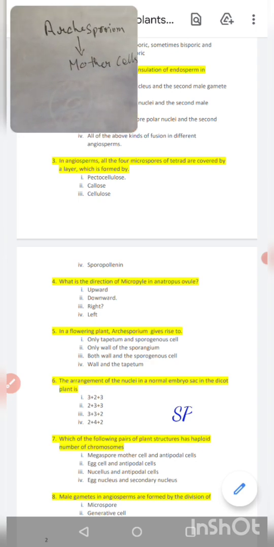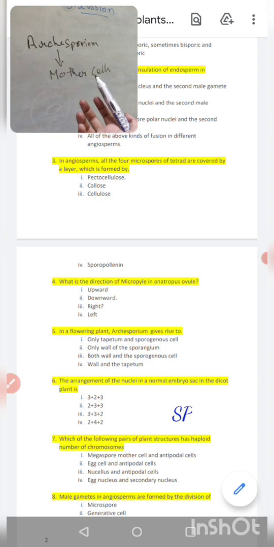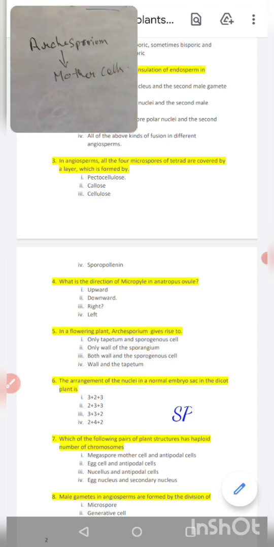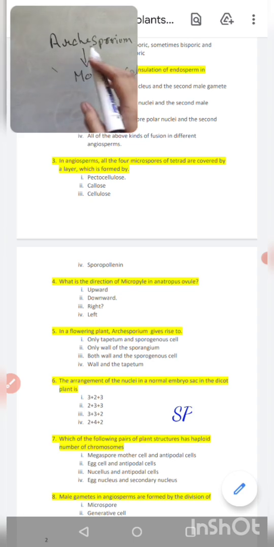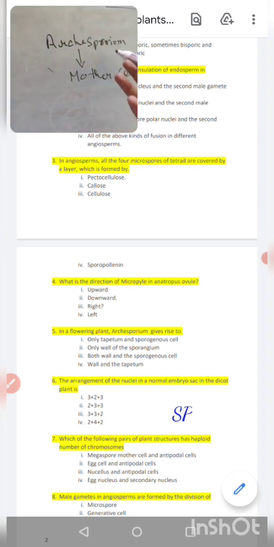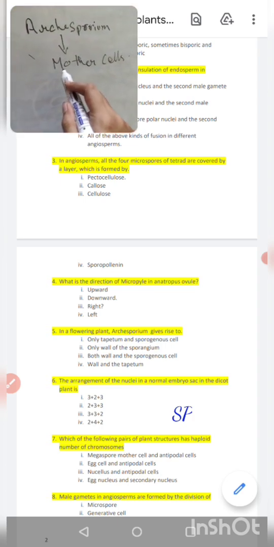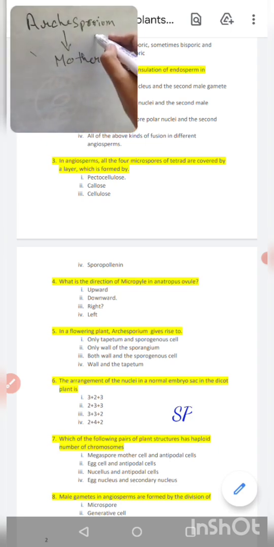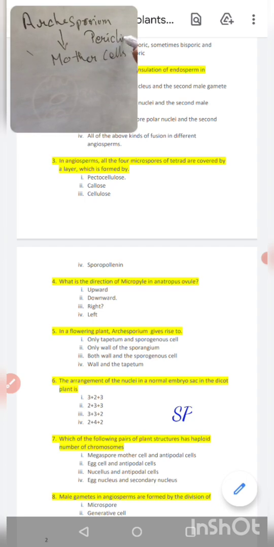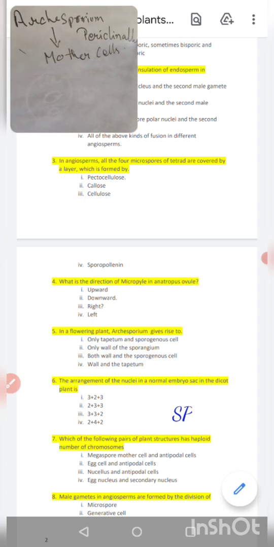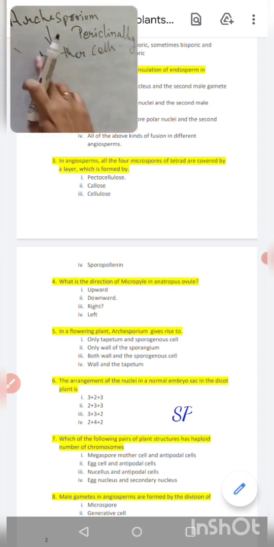Okay, mother cells are formed. These mother cells can be the pollen mother cell and the megaspore mother cell. That means this is normally one equal division, so they undergo mitotic divisions. This Archisporium undergoes two types of division. They divide periclinally, and they will form two types of cell.